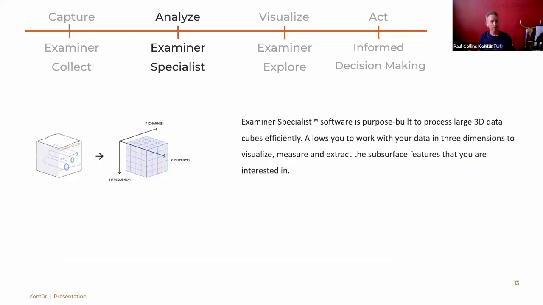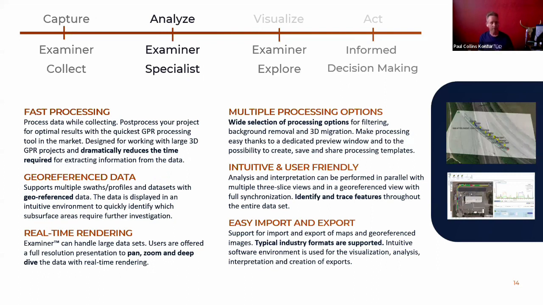When we move to the next step of the workflow, we start to analyze the data we've collected, okay? And this is done with Examiner Specialist. So it's purpose-built, allows you to work in 3 dimensions, and you can measure and extract the features that you are interested in. It's quick. We're always working on Examiner. It never stops. We are constantly working on it. In fact, we have some very nice additions coming in the summer. But it dramatically reduces the time that you require to get from raw to something to evaluate.